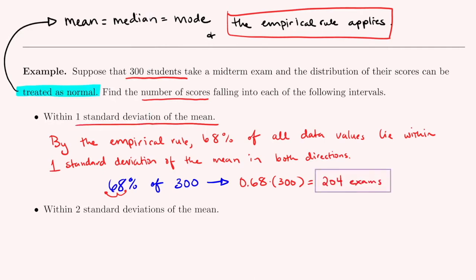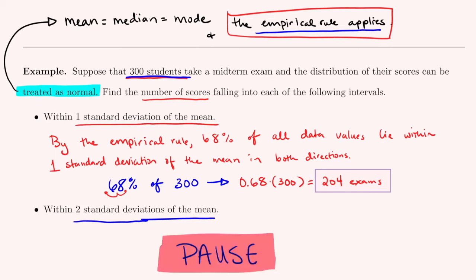Now, our next question is quite similar. We still have the original 300 exams, but now we're curious how many of those exams would lie within 2 standard deviations of the mean. And my hint to you is we're going to use the empirical rule, except now it's just what's the percentage of data that's guaranteed to lie within 2 standard deviations of the mean. So I would encourage you to pause the video right now and attempt this problem on your own, and then unpause to check your work.